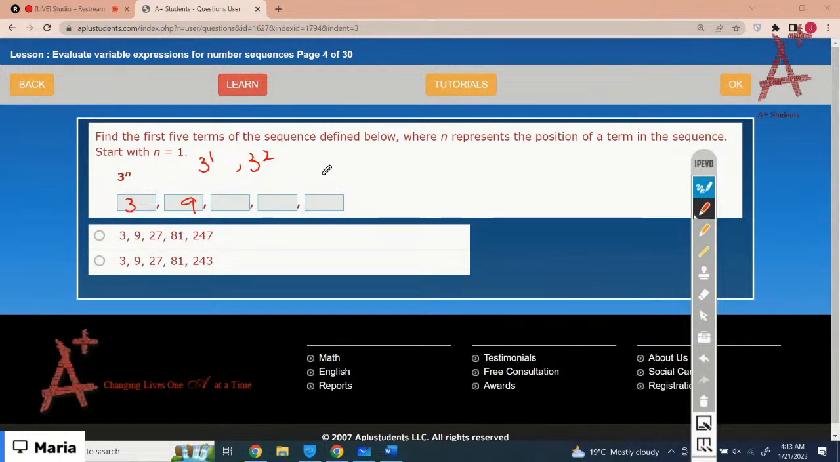Got it? For the third one, replace the n with 3. You have to evaluate 3 exponent 3. That would be 3 times 3 is 9, and 9 times 3 is 27. Got it? For the fourth one, you have to do 3 exponent 4. That would be 81. And for the fifth one, you have to evaluate 3 exponent 5. That would be 243. Got it?